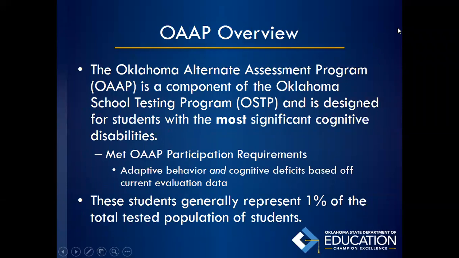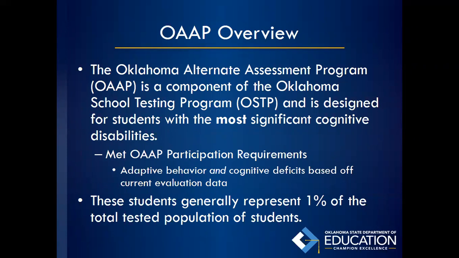So the Oklahoma Alternate Assessment Program is a component of the Oklahoma School Testing Program and is designed for students with the most significant cognitive disabilities, and the OAAP mirrors the OSTP in subject areas and grades assessed.